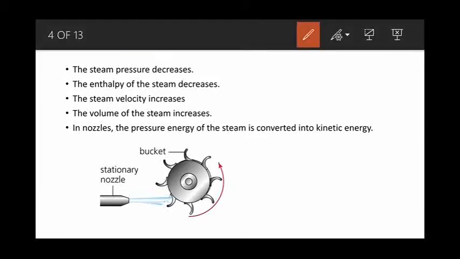Here this is a stationary nozzle and there are a number of buckets. From the nozzle, steam is at very high pressure, and inside the nozzle pressure is reduced and velocity is increased. Then the steam strikes the buckets, and the velocity is absorbed and converted into kinetic energy, and this process goes on.